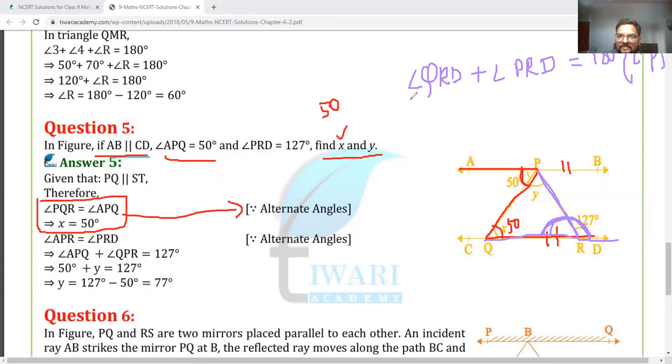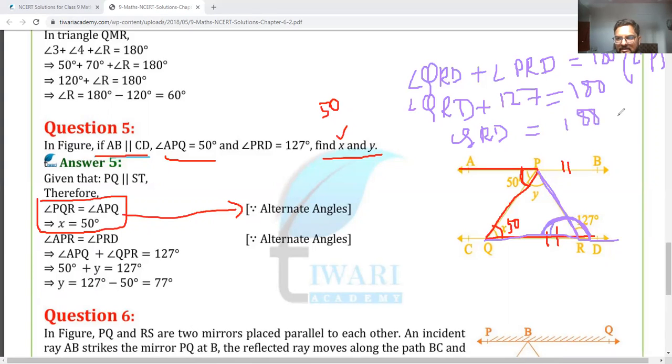So QRD we want to find out. PRD is 127, and the sum is equal to 180. So QRD is equal to 180 minus 127. So you will approximately get 10 minus 7, 3. Then you have 7 minus 2, 5, 53 degree. So this is your 53.